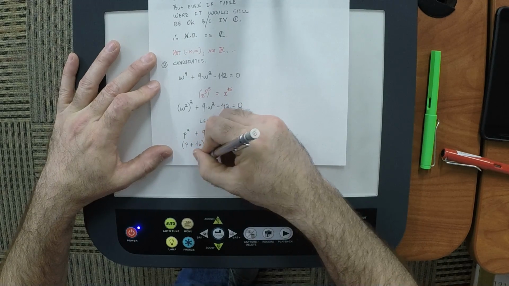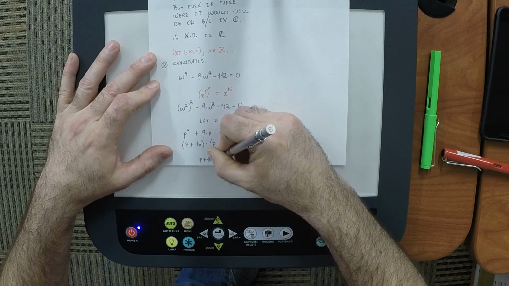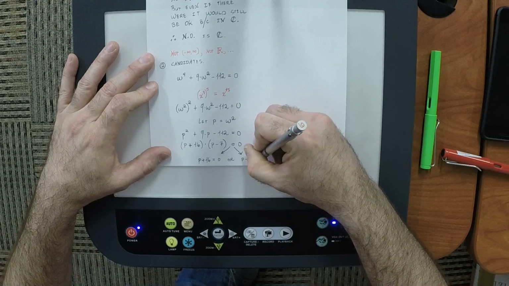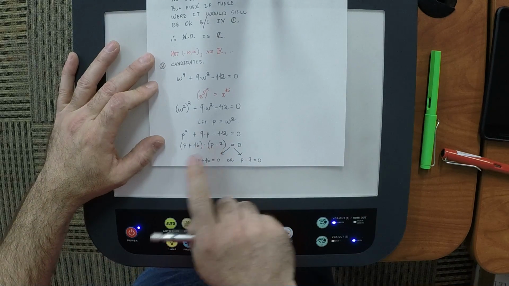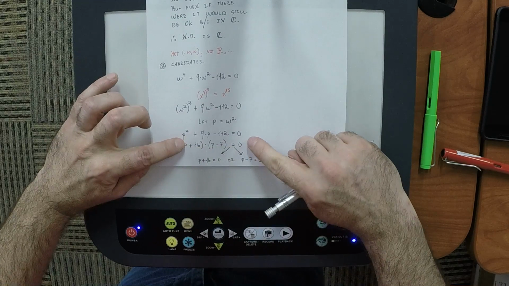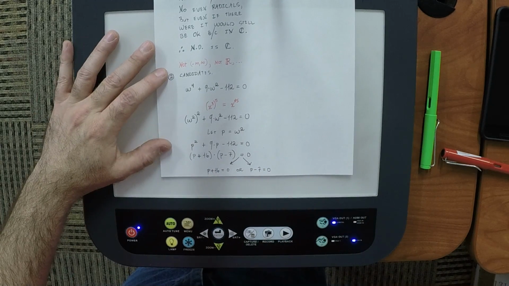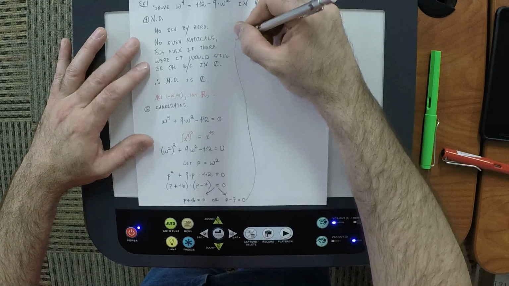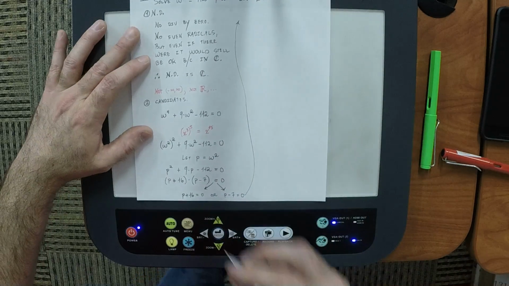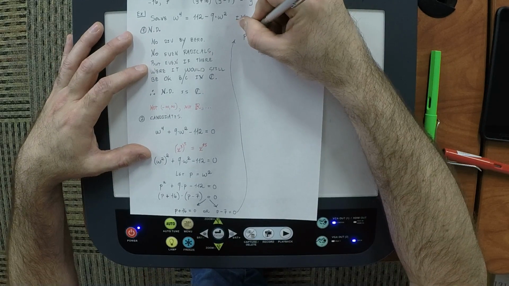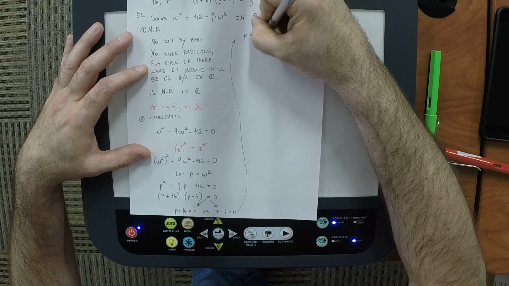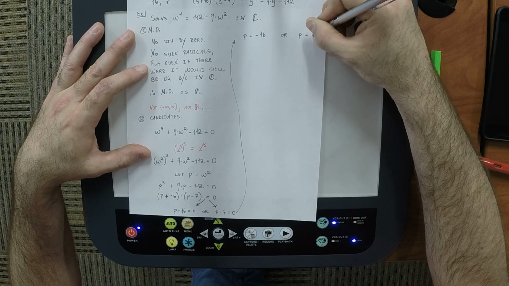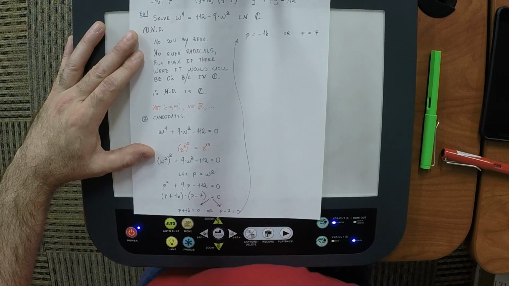The first possibility is that p plus 16 is 0. The second possibility is that p minus 7 is 0. And so this one kind of complicated equation split into two different, really pretty easy equations. Okay, so then that means that it is either the case that p is negative 16 or p is 7. So is this the answer to the exercise? No.